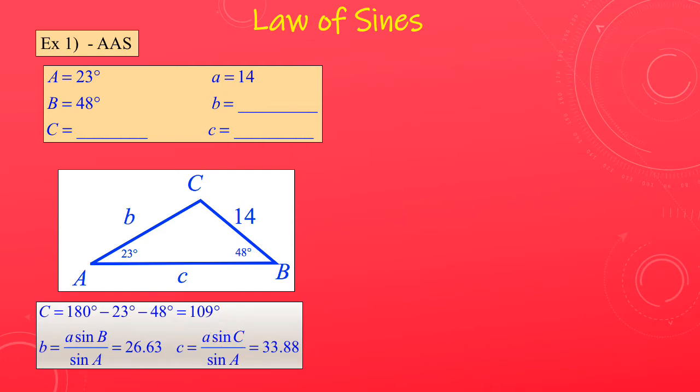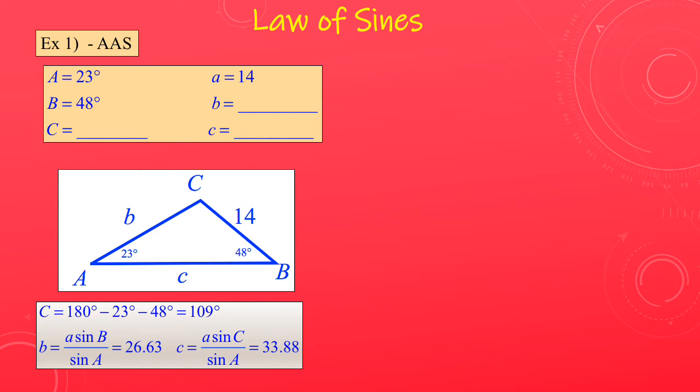To solve the triangle, we first determine angle C, which of course is 180 minus 23 minus 48, which is 109 degrees. We now set up the law of sines, and using it with the A and the B family, we solve for little b and get little b is equal to a sine B over sine A. We plug the information into our calculators and get 26.63.